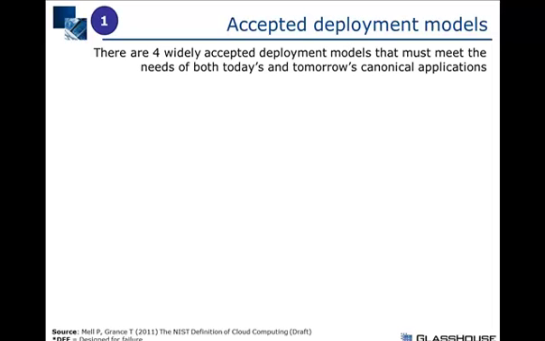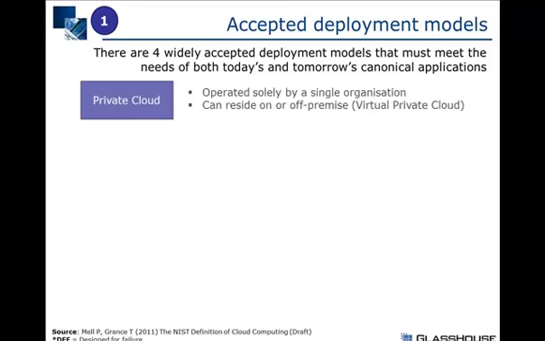Along with the 4 service models, there are 4 widely accepted deployment models. The delineation between the deployment models is the extent to which the service is shared in relation to the organizational boundary. The private cloud is solely used by a single organization. It does not matter whether the cloud service resides on or off-premise, although sometimes this distinction is drawn and an off-premise private cloud is known as a virtual private cloud.